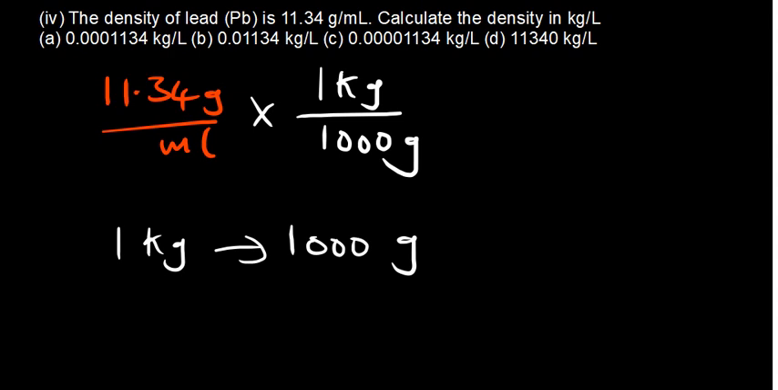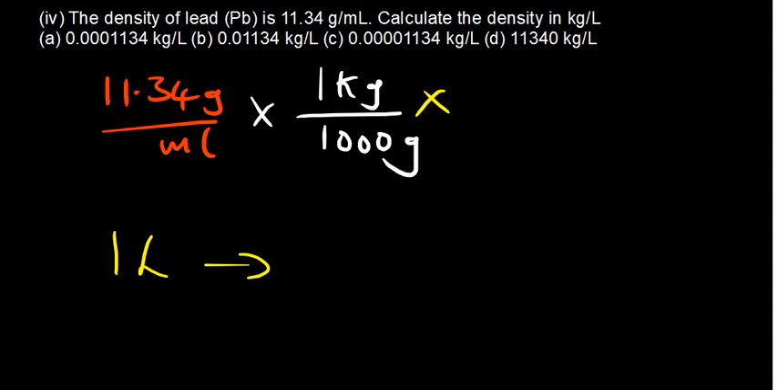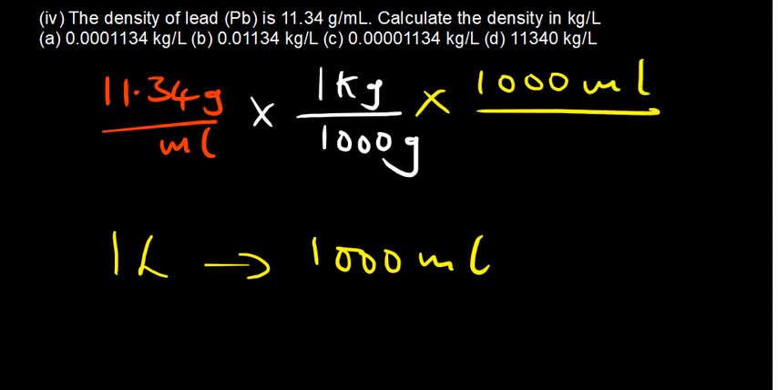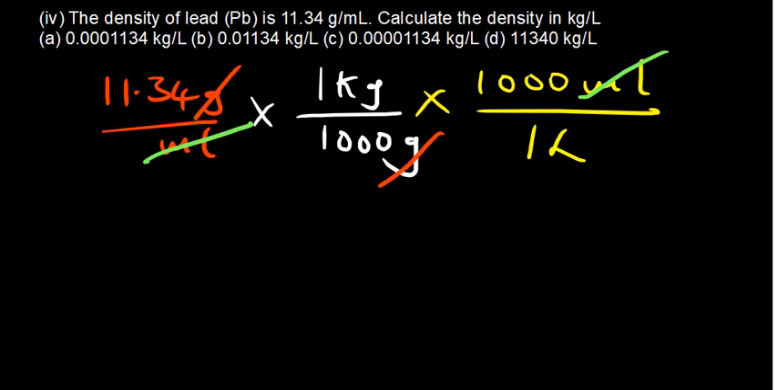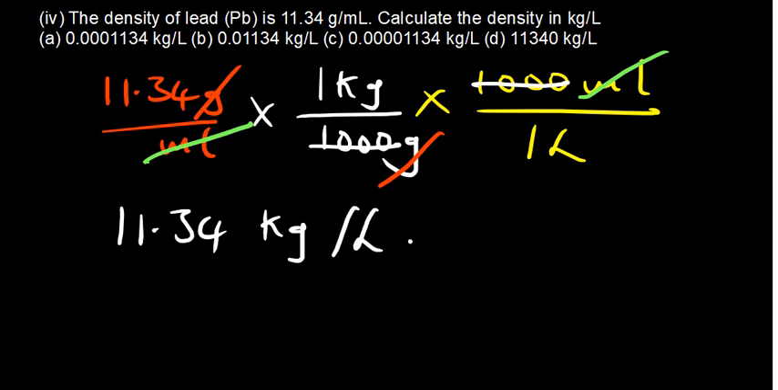Now we know that every liter has 1,000 milliliters. So we want to do away with the milliliters, over a liter, so that our units can stand out. The milliliter will cancel out, our grams will cancel out, so the units that will stand out will just be kilogram per liter. So we're just going to have 11.34 kilogram per liter. Basically, among the options that we have, there is no solution to our question.